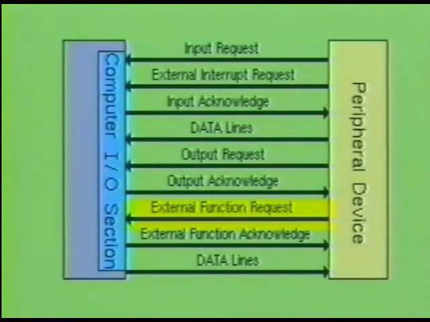The external function request line is a control signal which indicates that the peripheral device is ready to accept a function word. The external function acknowledge line carries a control signal which accompanies each function code word sent to the peripheral device from the computer. It informs the device that a function word is on the data lines. The data lines carry the output data words and external function words to the peripheral device.